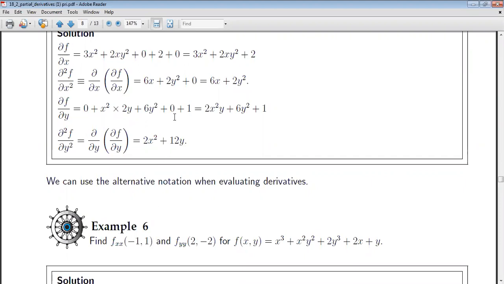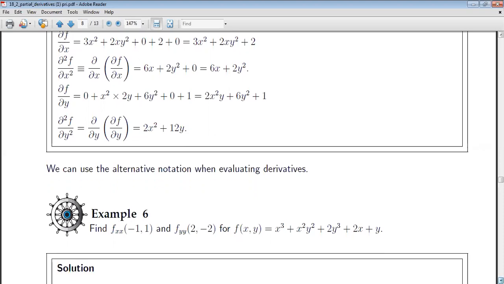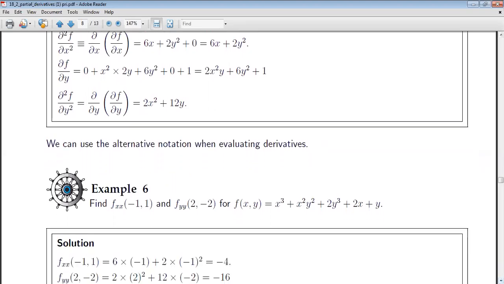Just in the last line, what will you have to do? Del square f del x square, what is del square f del x square? 6x plus 2y square. In that line, del square f del x square at the point minus 1 comma 1, for that you have to replace x by minus 1 and y by 1. So what is the result then? 6 into minus 1 is minus 6. 2 into 1 square is 2. That is the result is minus 4. That is f xx at the point minus 1, 1 is minus 4. See, minus 4 is here.